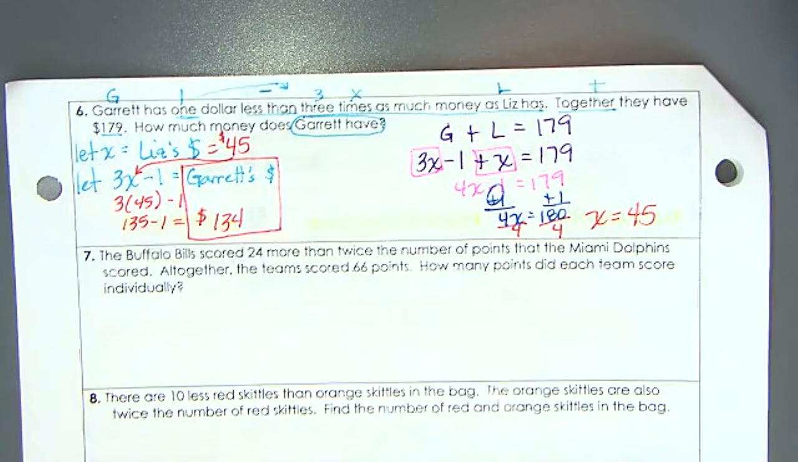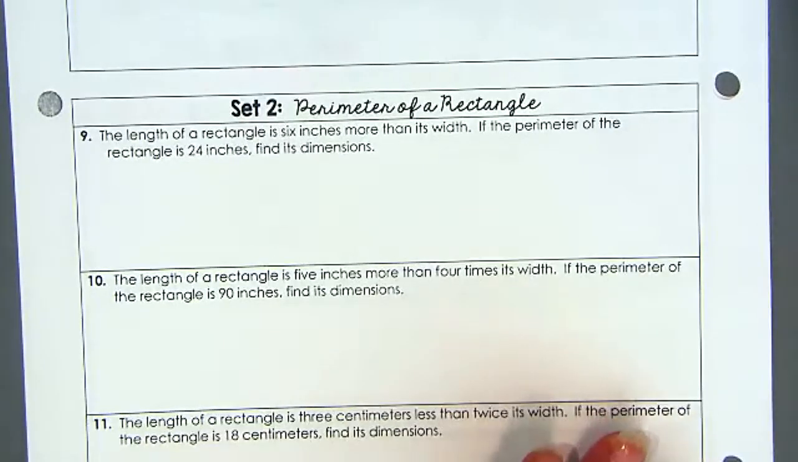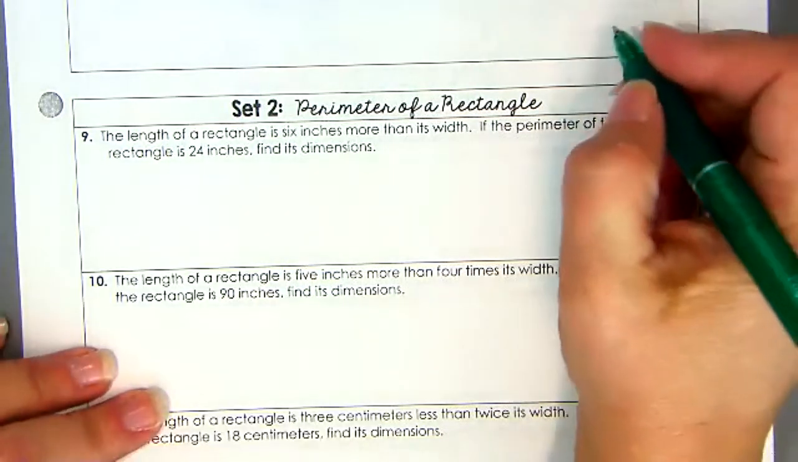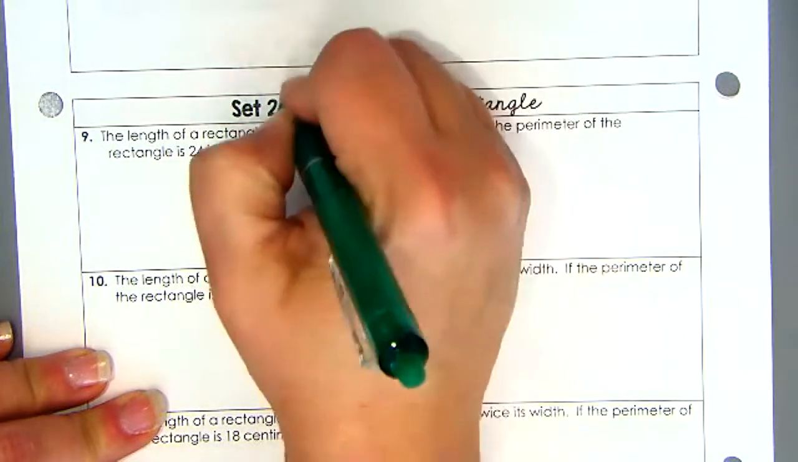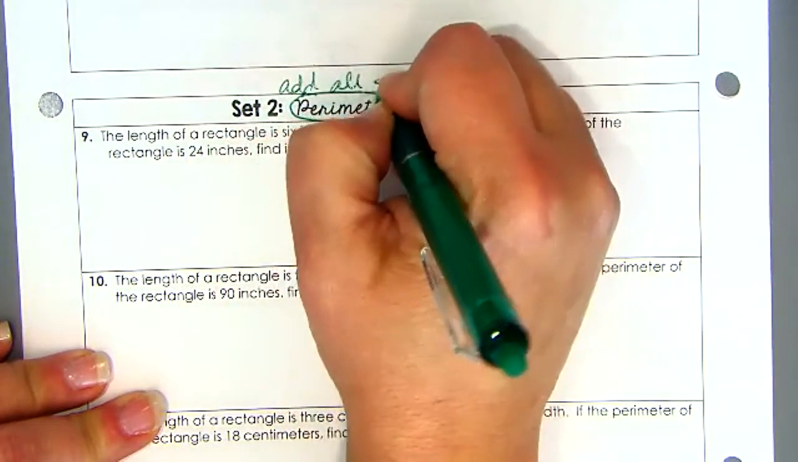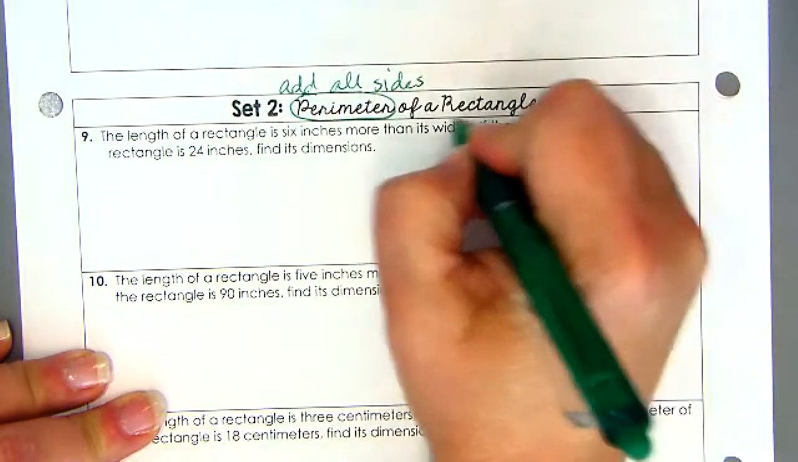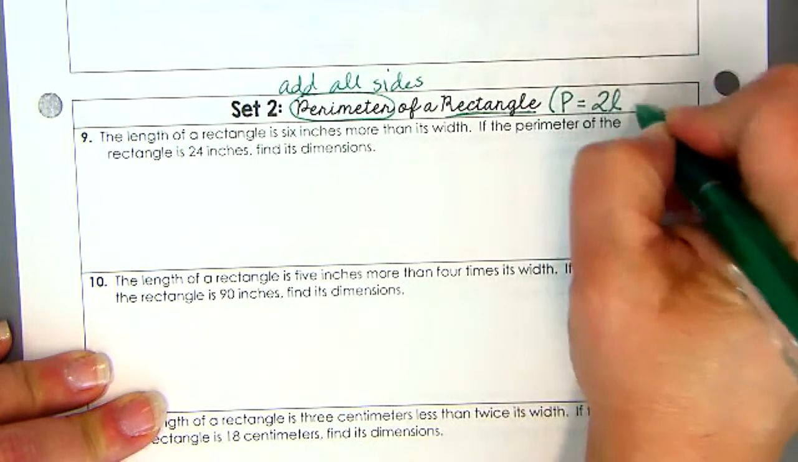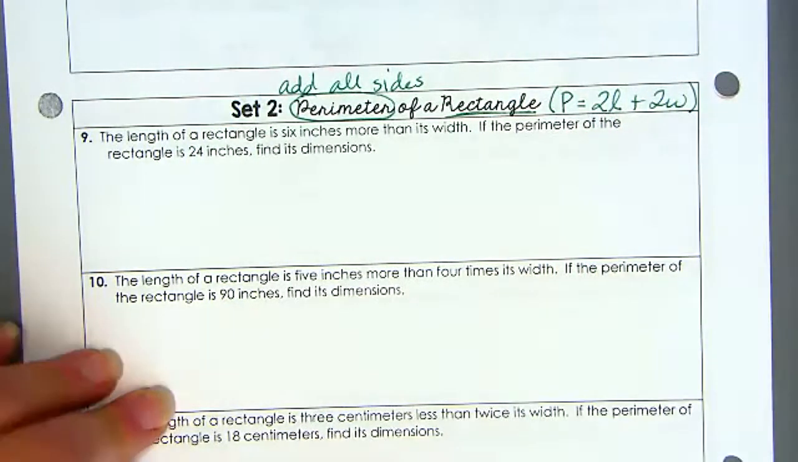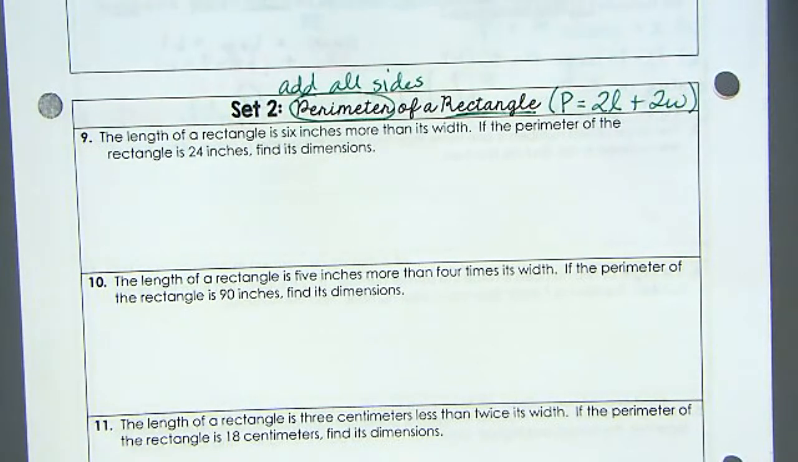Okay, moving right along. Now we're going to talk about perimeter of a rectangle. The thing to remember when we're talking about the perimeter of a rectangle, it has a nice formula that we can always use. You can always remember that perimeter means to add all sides. When it's a rectangle, it's got this nice formula of P equals 2L plus 2W. So anytime that you're talking about a rectangle, you can use this formula right here because the rectangle has 2 lengths and 2 widths that are the same.